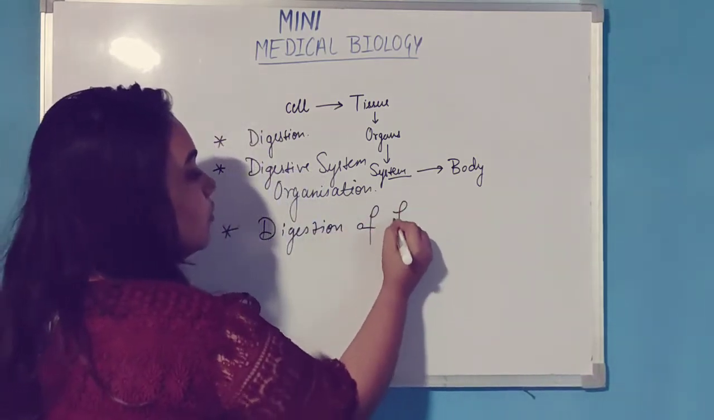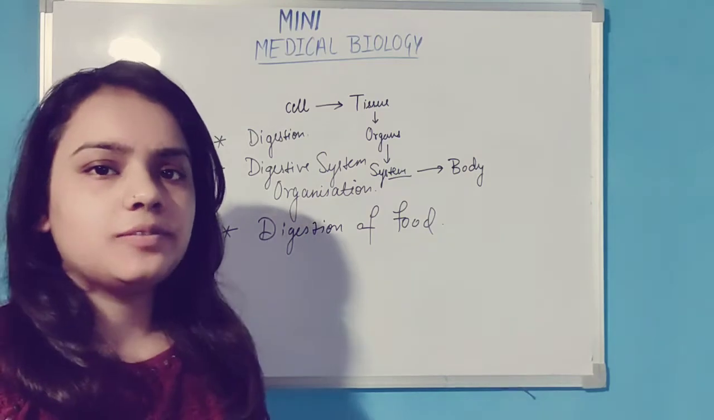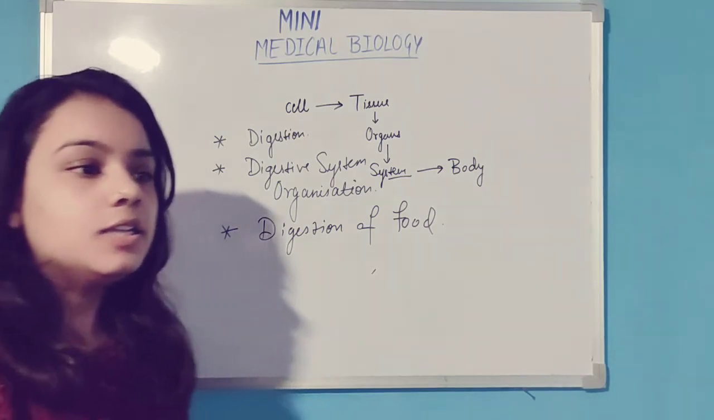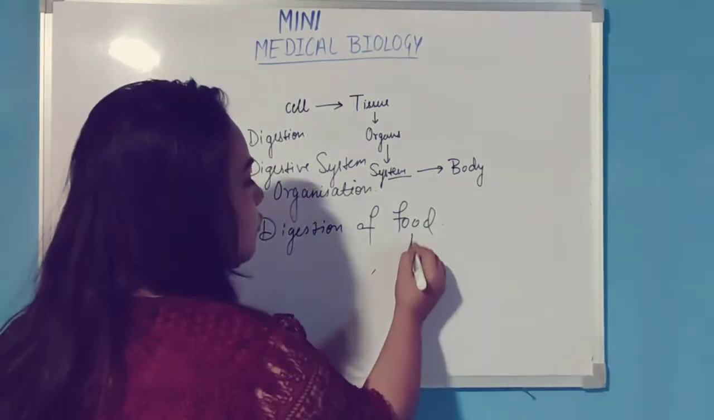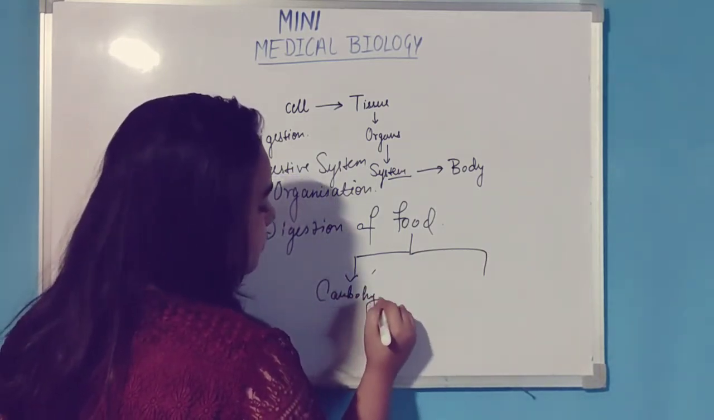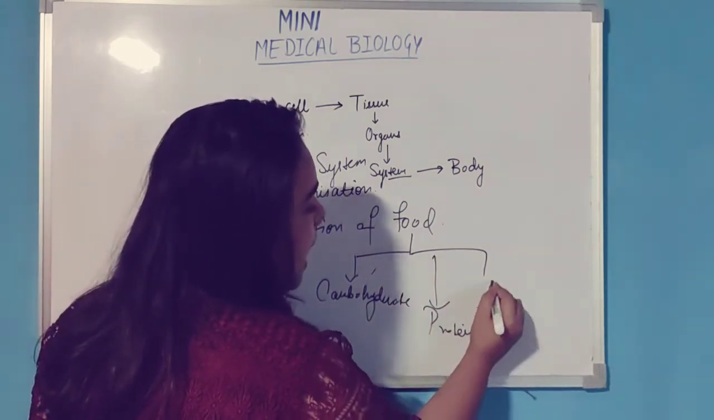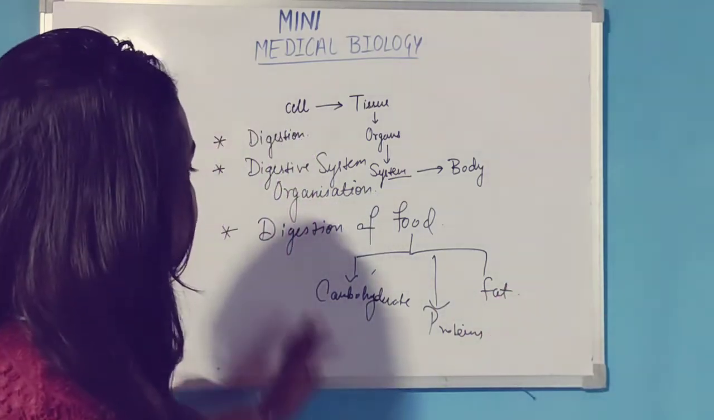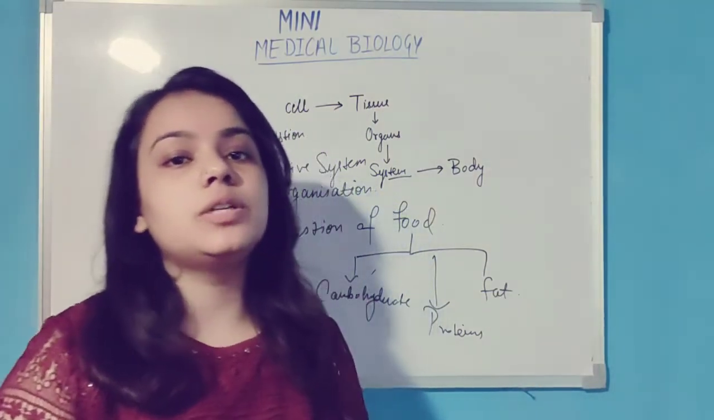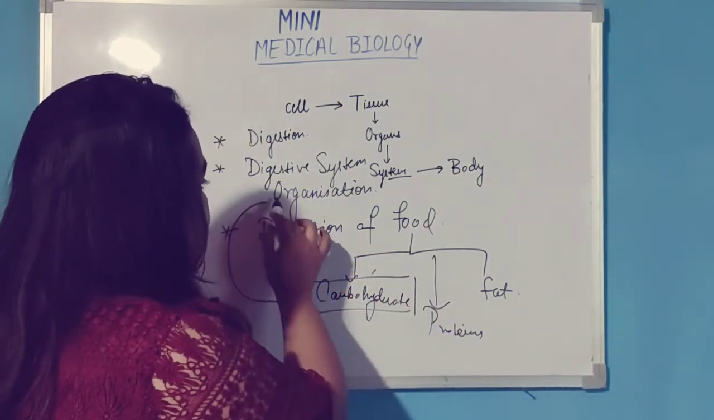Digestion of food. Generally the nutrients we take are of 5 kinds, right? That are carbohydrate, protein, fats and minerals. So we need to focus on the digestion of carbohydrate, proteins and fat. But for today's session, I am going to discuss only the digestion of carbohydrate in our digestive system.